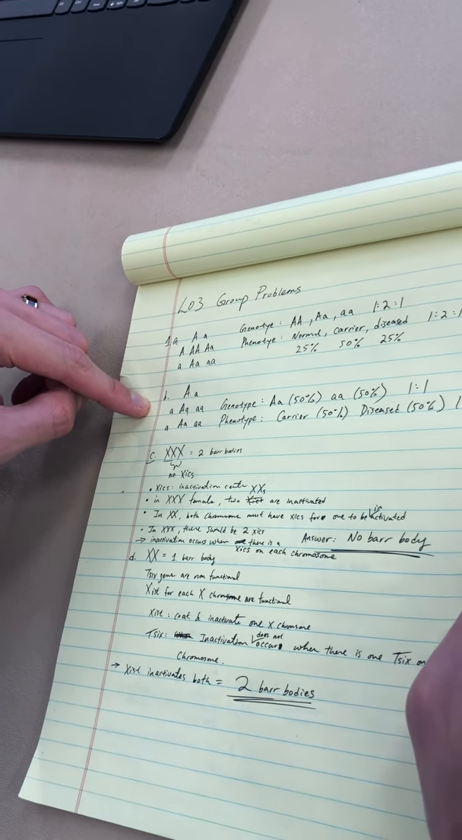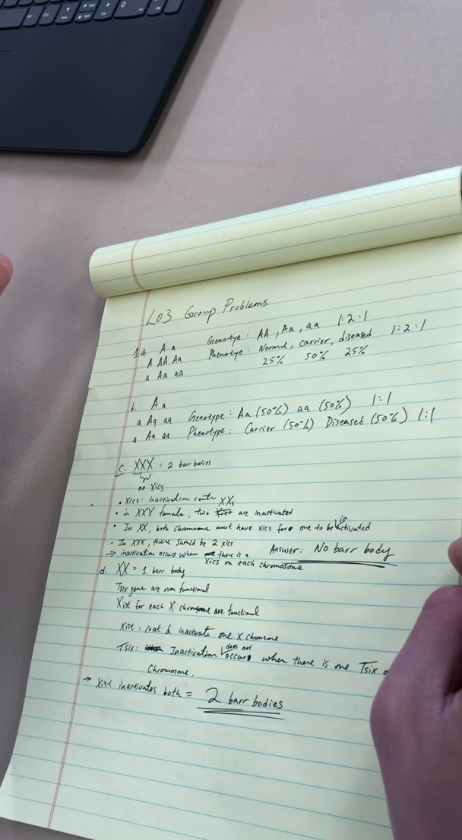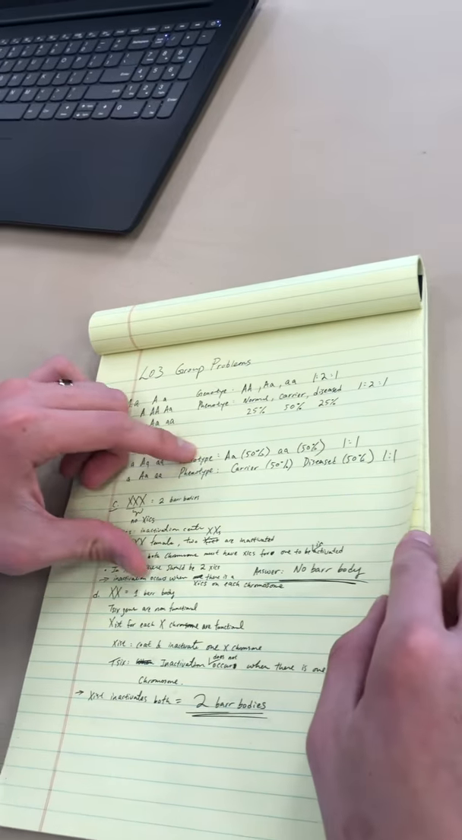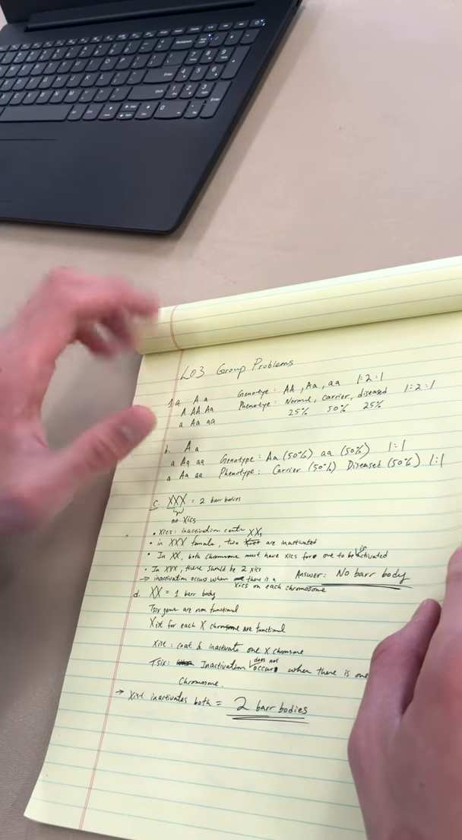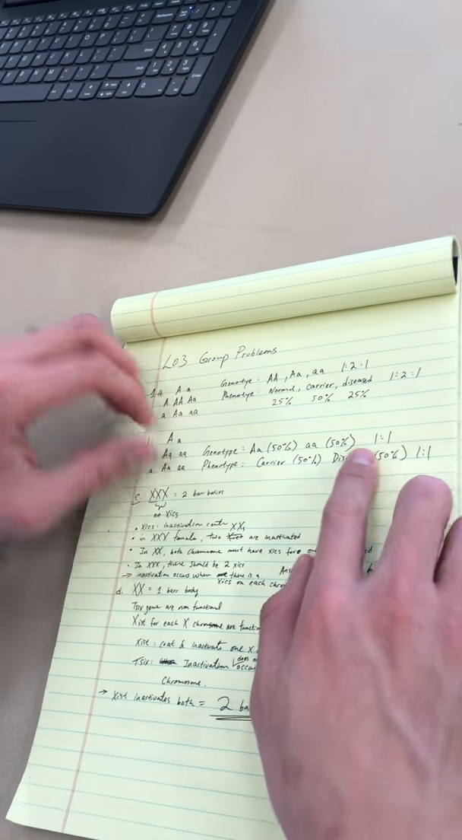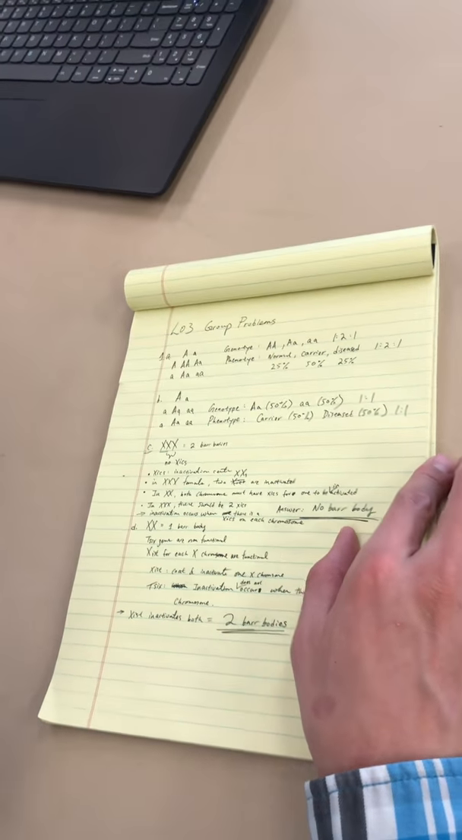For B, it's saying the cross between a heterozygous male and a homozygous recessive female, what would it produce? And for the genotype, we got heterozygous 50% and homozygous recessive 50%. So the ratio will be 1:1. Carrier, again, 1:1, 50% to 50%.